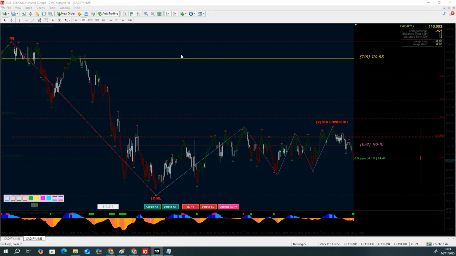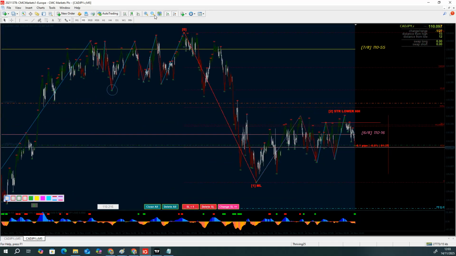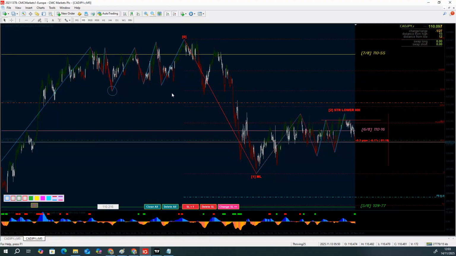So this is our final trade of the week. Canadian dollar, Japanese yen. I've drawn the waves manually, so this is basically the advanced wave of success trading. Why did I call it advanced? Because we are using the wave structure as it should be used.